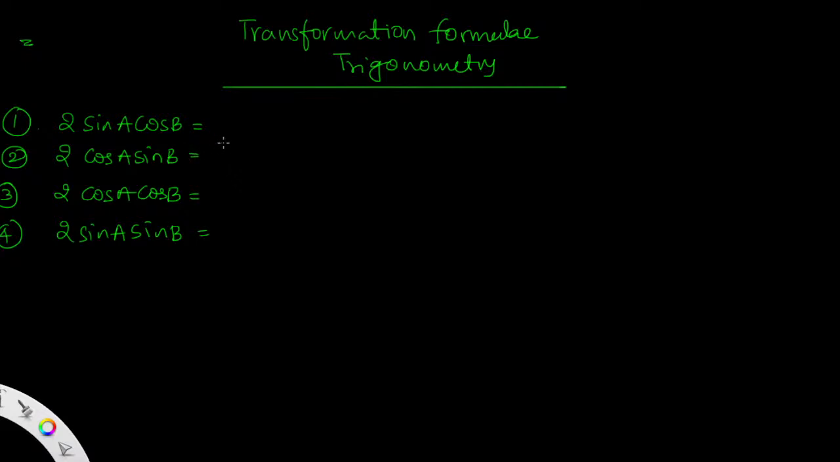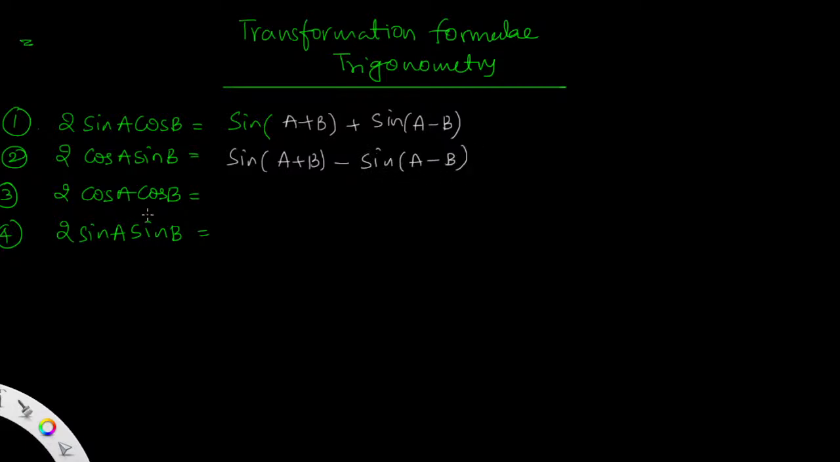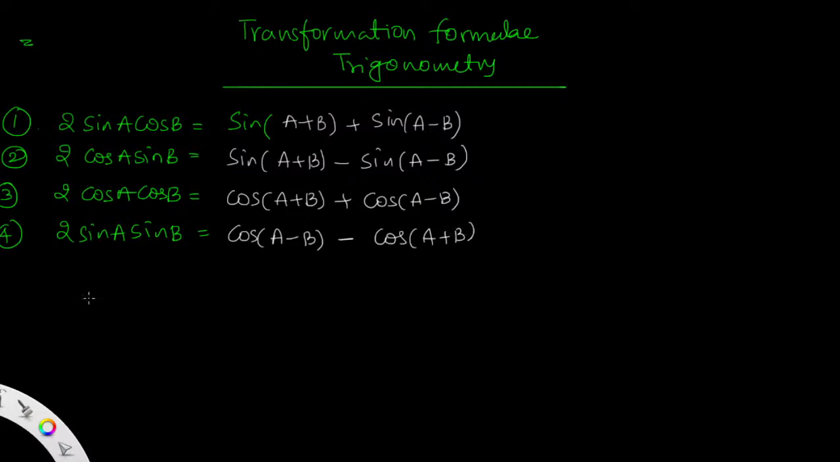So the first one is sin of A plus B plus sin of A minus B. And the second one is sin of A plus B minus sin of A minus B. Next one is cos of A plus B plus cos of A minus B. And the last one is cos of A minus B minus cos of A plus B. So these are the formulas for product into sum or difference.